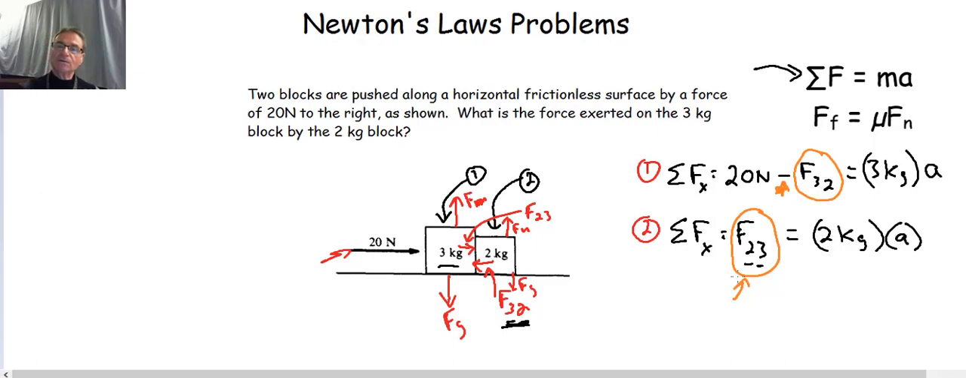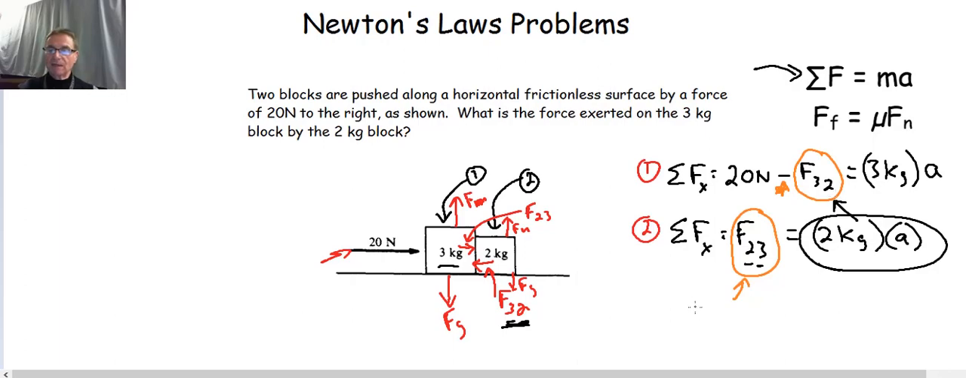So we've already accounted for the directions, but the magnitudes are the same. So what I can do is I can substitute F23 in for F32, all right? Or I can substitute in a value that we got for F23. All right, so let's do that. Let's take this value, 2 kilograms times A, and plug that in right there, because we said they're equal and opposite.